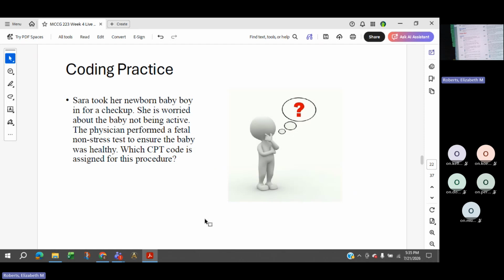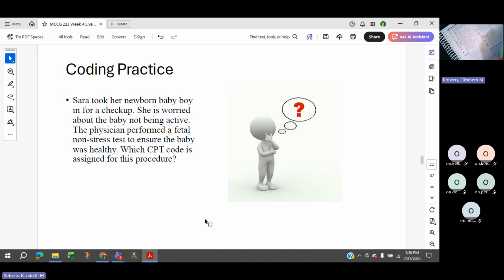Please let me know. Sarah took her newborn baby boy in for a checkup. She's worried about the baby not being active. The physician performed a fetal non-stress test to ensure the baby was healthy. Which CPT code is assigned for this procedure? This one's not very hard, but let's go ahead and look at it anyways.